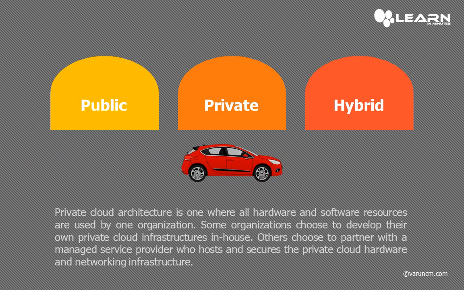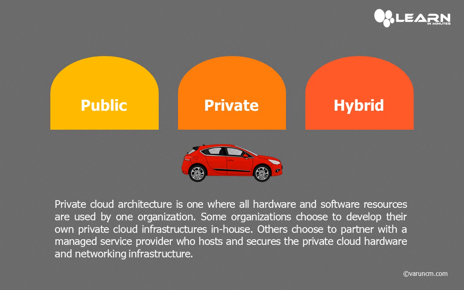So number two is the private cloud. In the private cloud, all the hardware or software resources are exclusively used by one organization. Like we saw in the previous example of transportation, if you need private transportation, you need to purchase your own car. The problem with this private transportation facility is that the cost is very high. You need lakhs of money to adopt this private transportation facility.